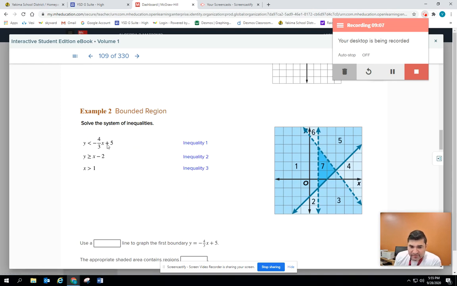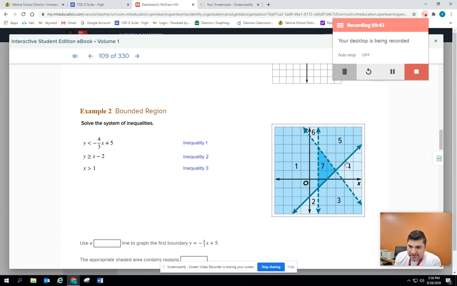Okay, so each one of these are graphed. We have y is less than -4/3 x plus 5. So here's our y-intercept. It's going to be at 5. So 1, 2, 3, 4, 5. And it's going to have a slope of -4/3. So down 4, 1, 2, 3, 4 over 3, 1, 2, 3. Okay. And as you can see here that there's no equal sign, so this line will be dashed.